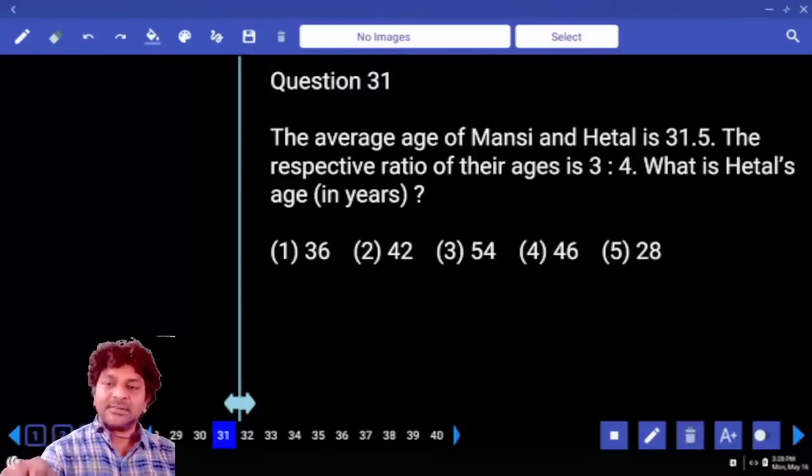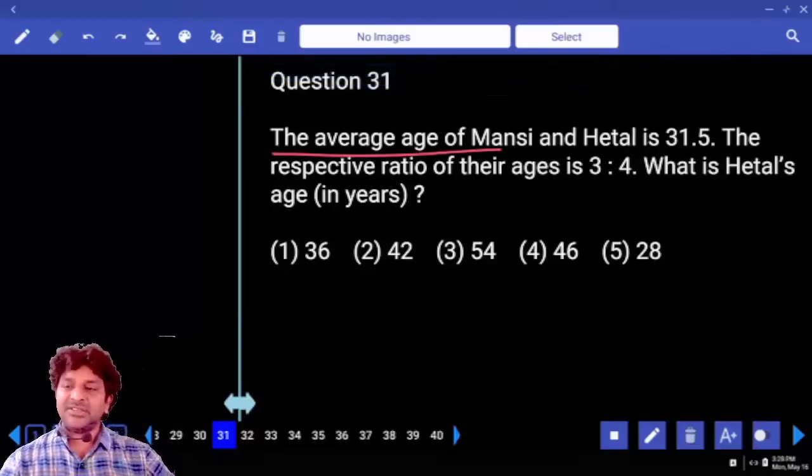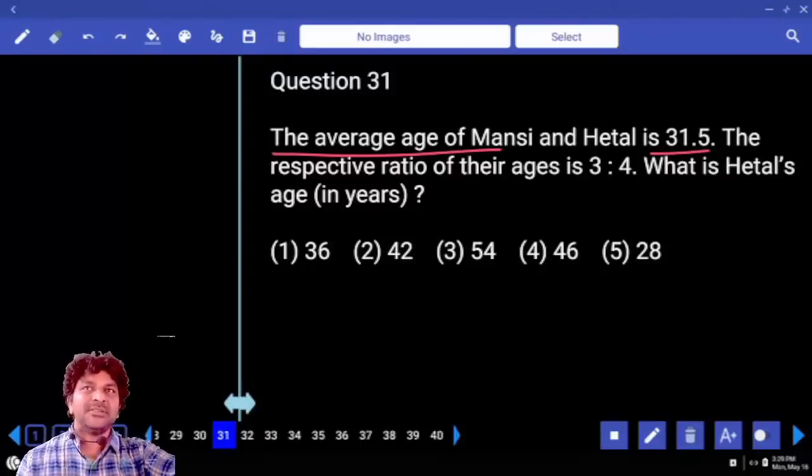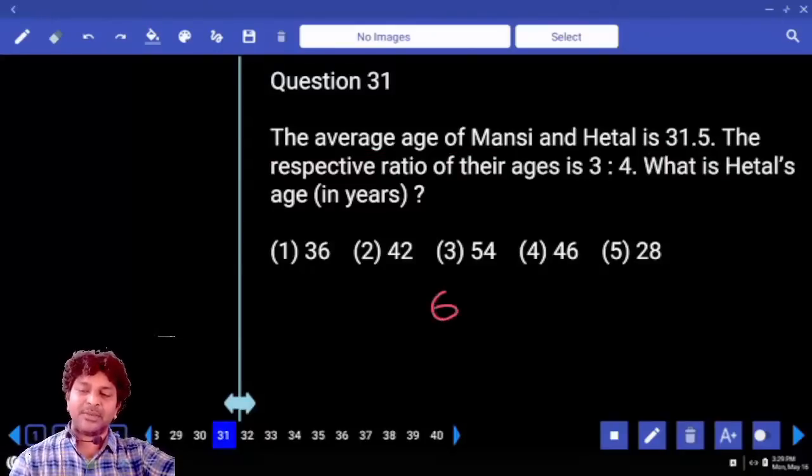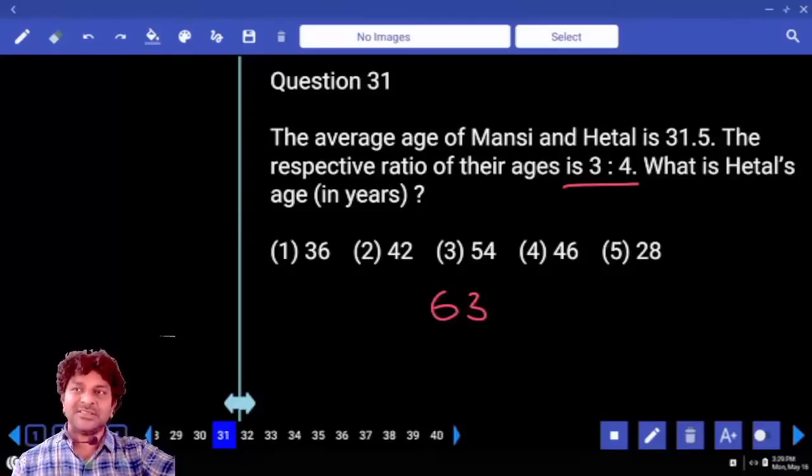The average age of Mansi and Heatal is 31.5. Average for how many members? If it is 31.5, the sum must be 2 times that number, that is 63. And the ratio of their ages is 3:4. 63 is the sum of their ages.